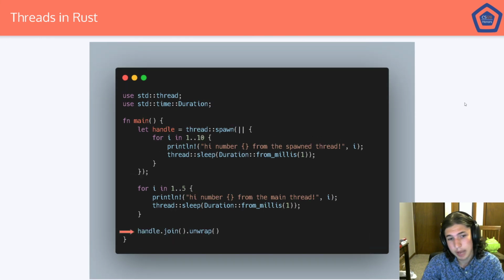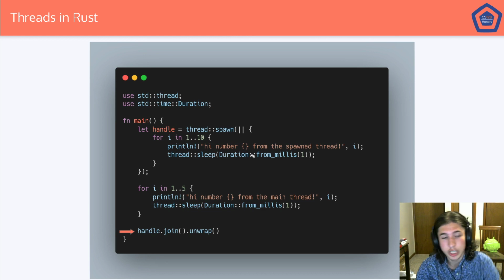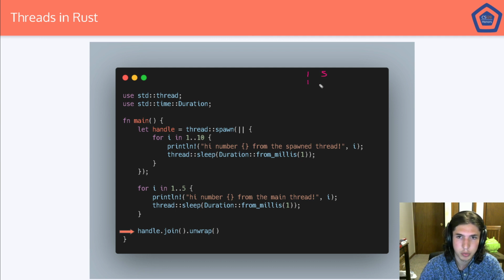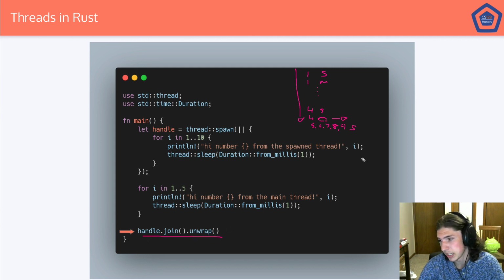Okay, so what happens when we call this? Generally speaking, it seems like I didn't actually put the print, but it'll be something along the lines of, 1 from spawn thread, 1 from main thread, ... 4 from spawn thread, 4 from main thread, and then 5, 6, 7, 8, and 9 from the spawn thread. Basically saying the main thread gets to its 4, they're trading off pretty equally, and then eventually the main thread has nothing else to do except for wait. And so that's what it does.